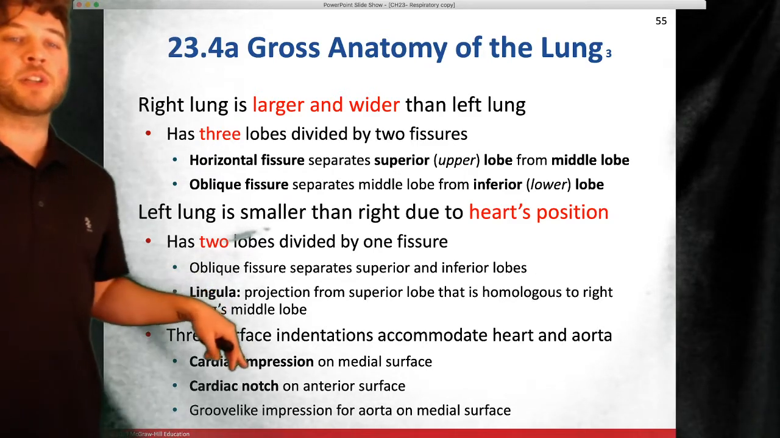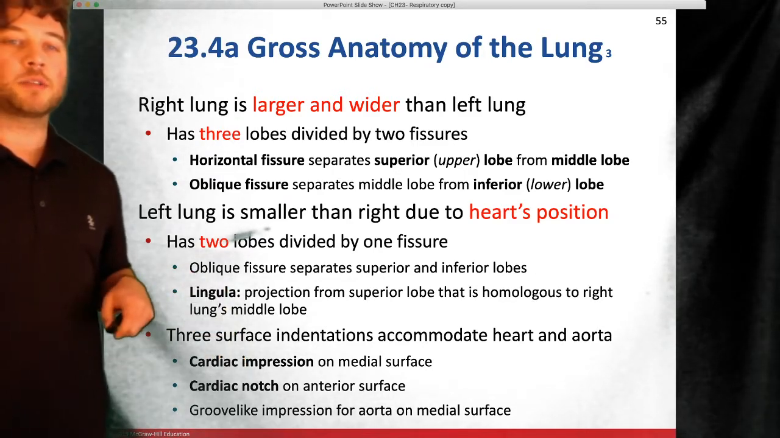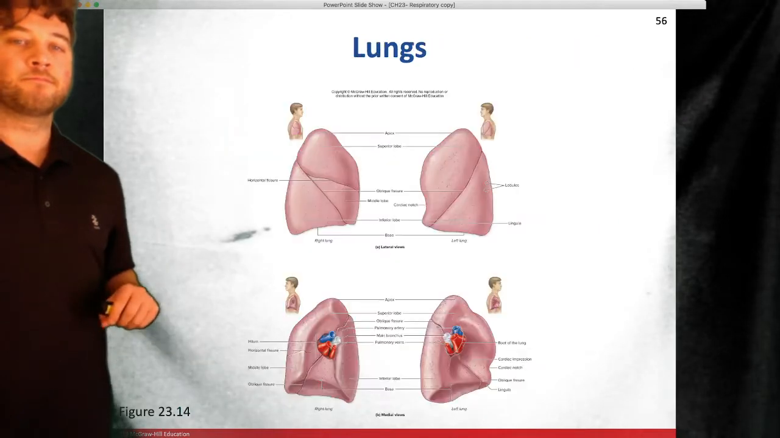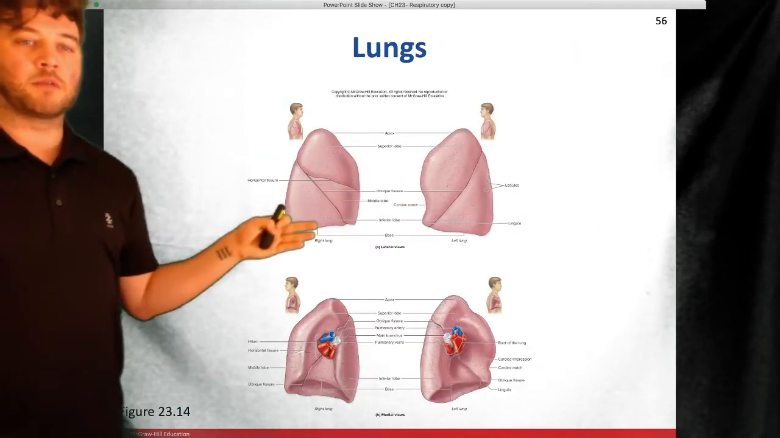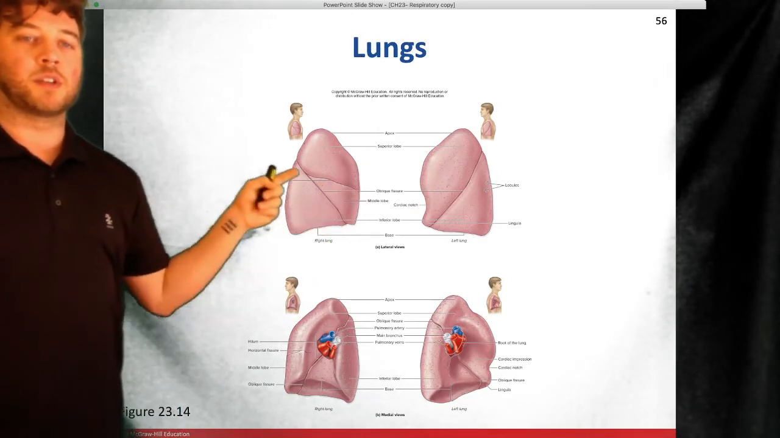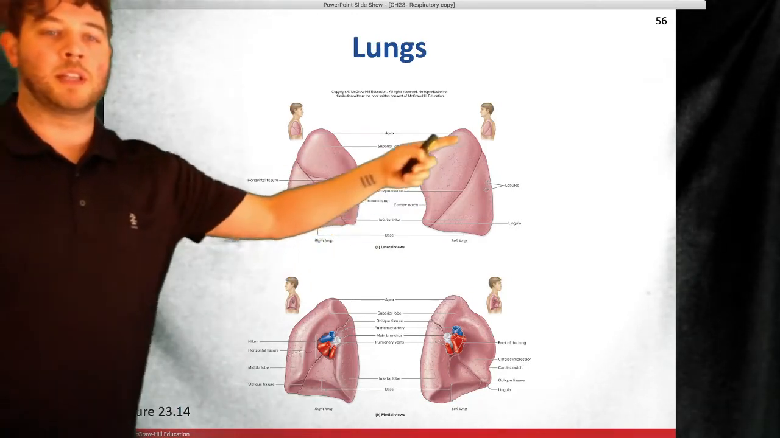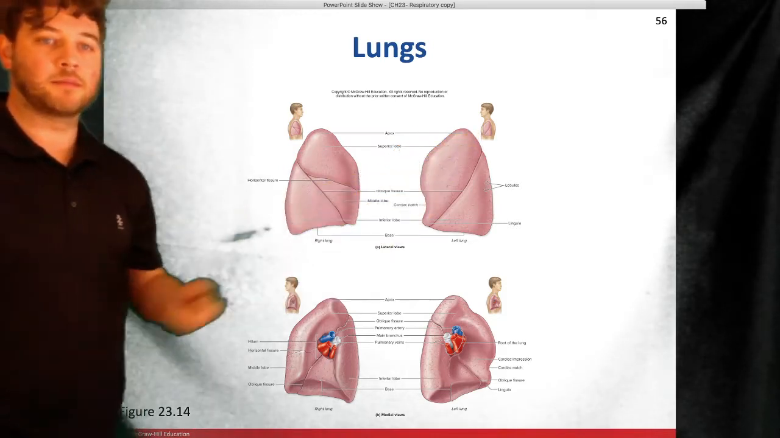The cardiac compression and the cardiac notch are there to accommodate the heart and the aorta. Here you can see those, and they're right versus your left. Right with its 3 lobes, there's the horizontal fissure, there's the oblique fissure mirroring the left side, again running obliquely.